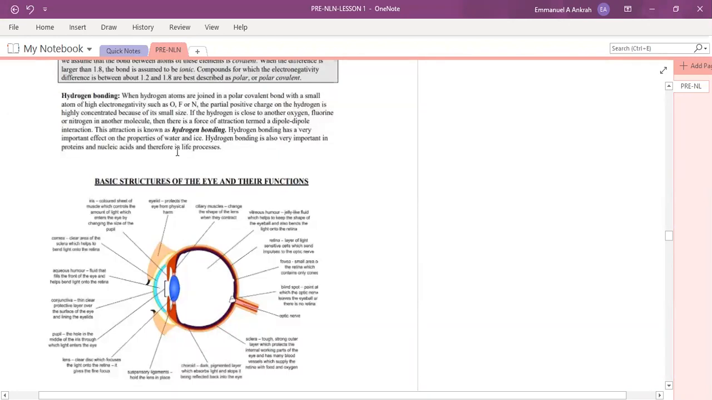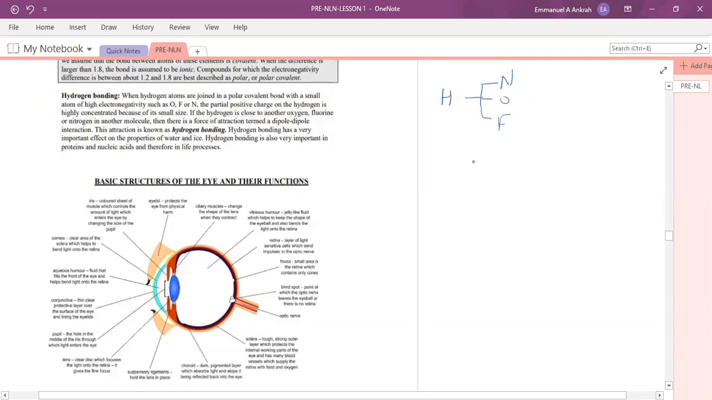Hydrogen bond has a very important effect on the properties of water and ice. Hydrogen bonding is also very important in proteins and nucleic acids, and therefore in life processes, right? So to use the water molecule again, the hydrogen bond is a special type of bond. If you have hydrogen bonded to something, and you have nitrogen, oxygen, and fluorine somewhere, only these three elements will form what we call the hydrogen bond, special type of bond, right?